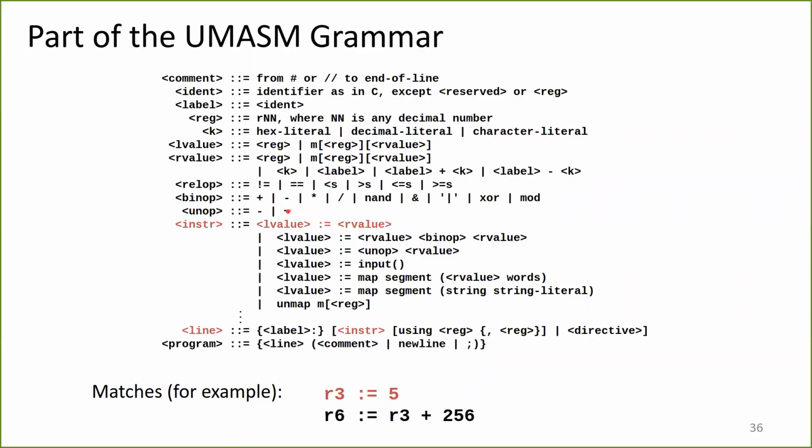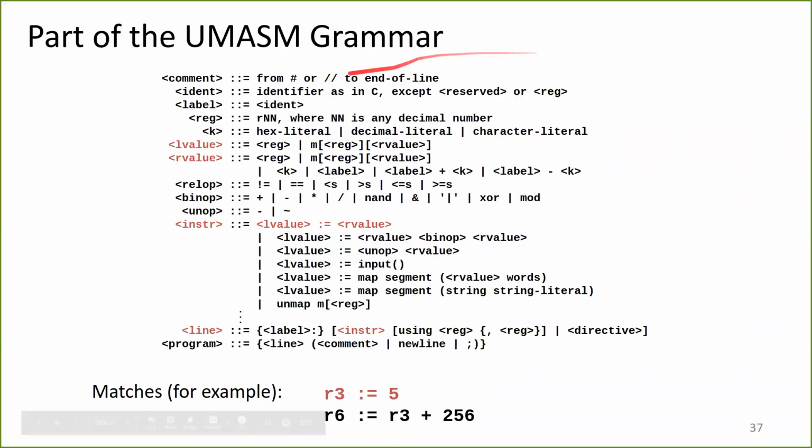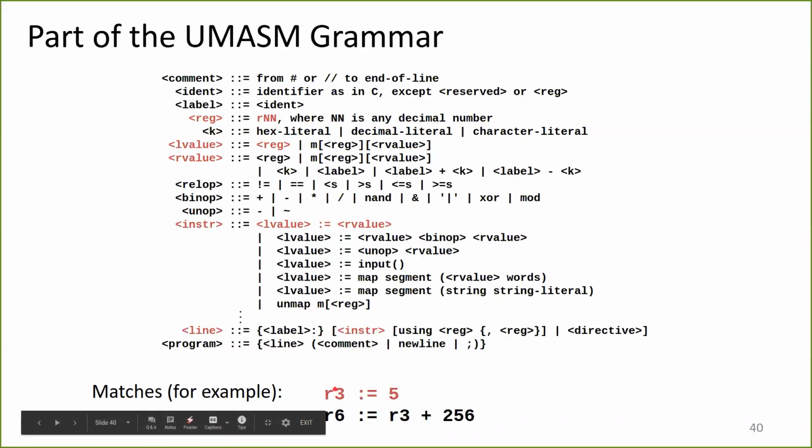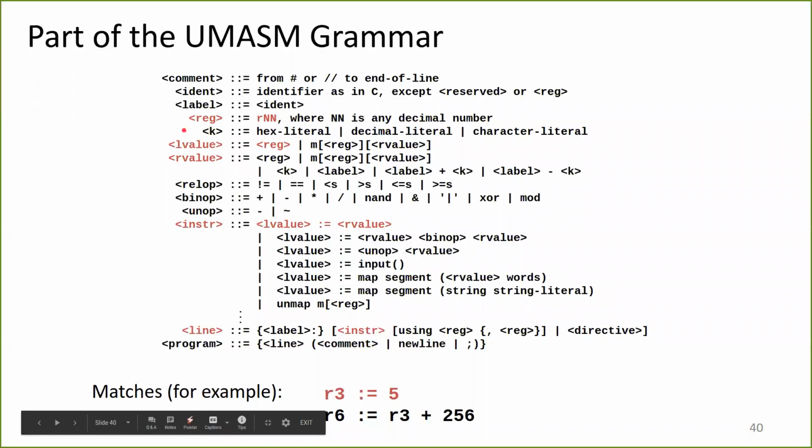So we have to see if an L value can be used to construct R3, and if an R value can be used to construct 5. Let's look at the L value and R value. Here are 2 rules for those. An L value can be constructed by a reg, and a reg can be constructed by writing out the symbol R followed by a decimal number. We do, in fact, have an R followed by a decimal number, so this left-hand side does correspond to an L value. Okay, does this correspond to an R value?